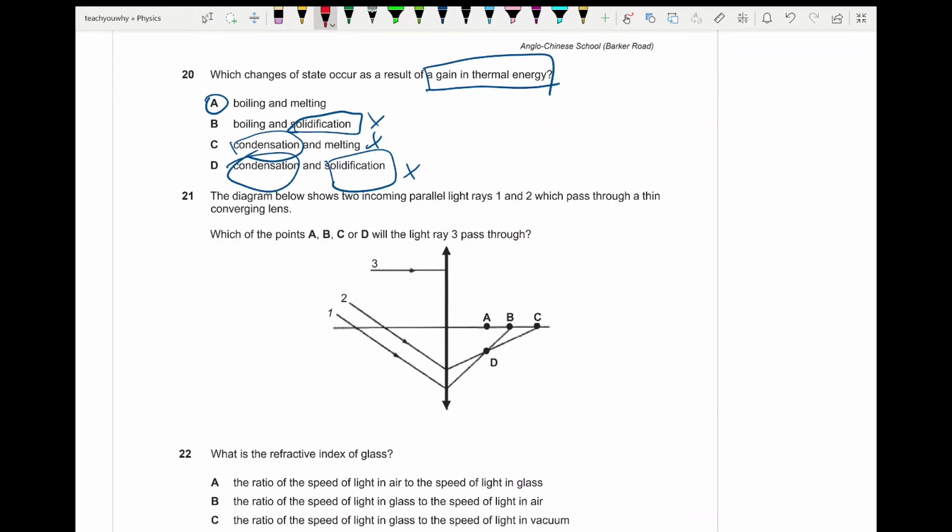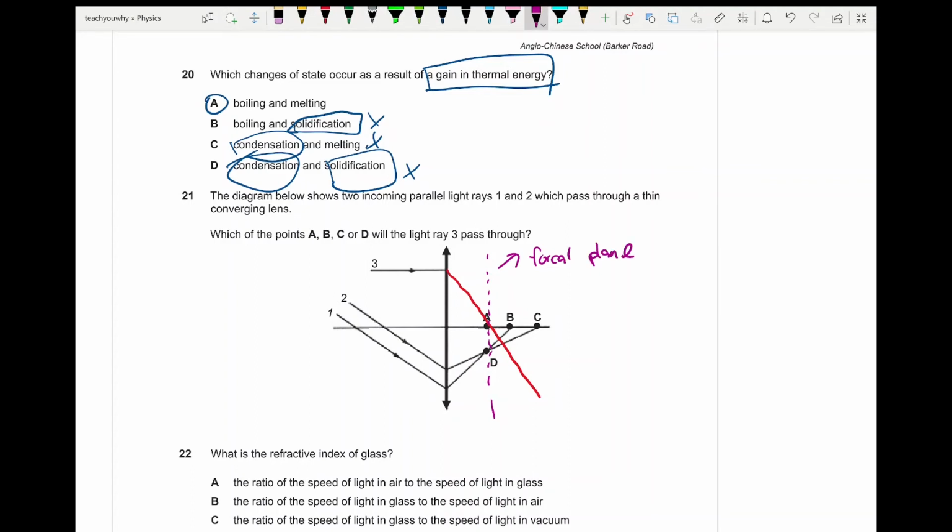Which of the diagrams shows the incoming parallel rays 1 and 2 passing through a thin converging lens? Which point, A, B, C, or D, will the light pass through? The answer is A. Now, let me explain. This is what we call a focal plane. Take note, this is what we call the focal plane.